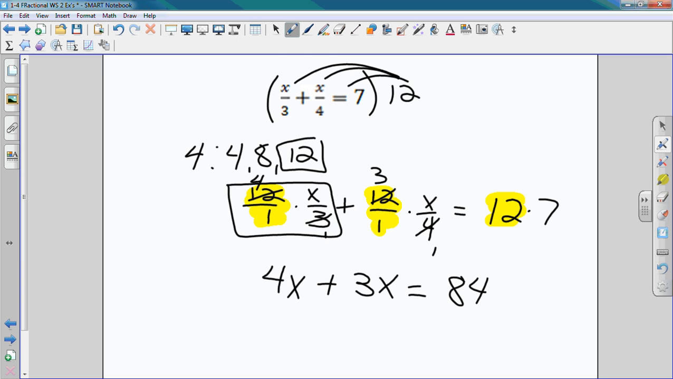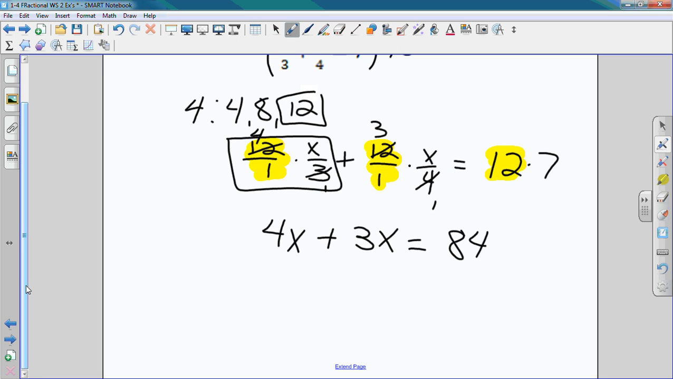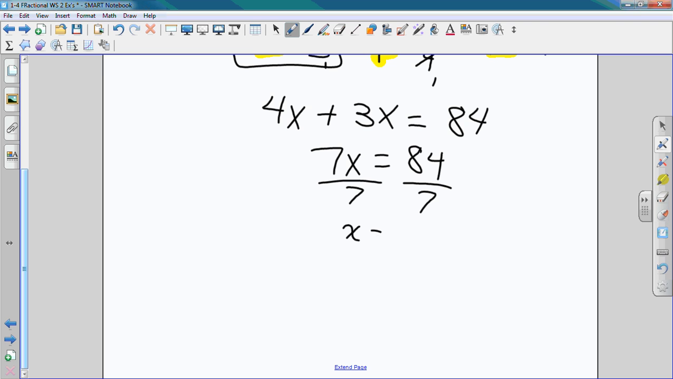Now, today we're going to solve the equation. Good. So we have 7x equals 84, divided by 7. That one's not bad. What about number 8? Number 8's pretty tough. That's one you're working on? Okay, let's try number 8.